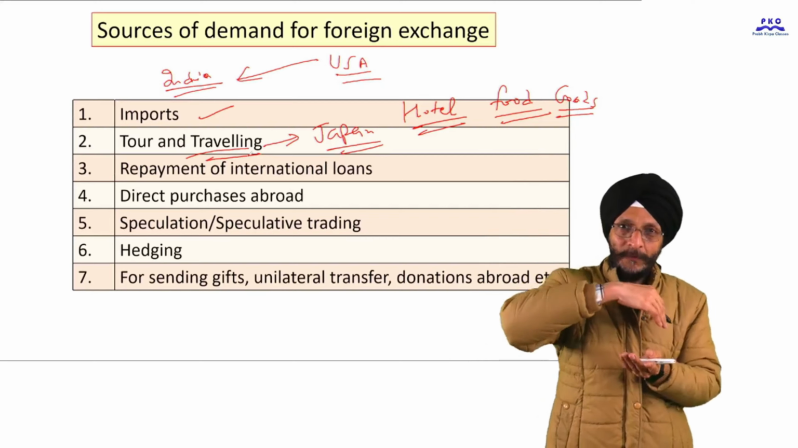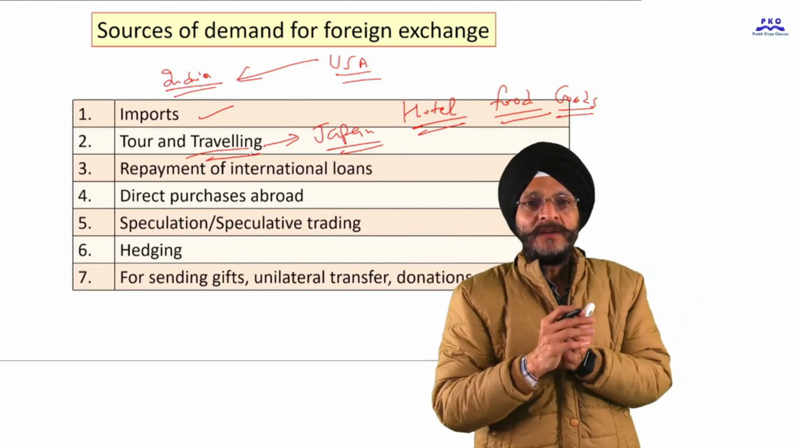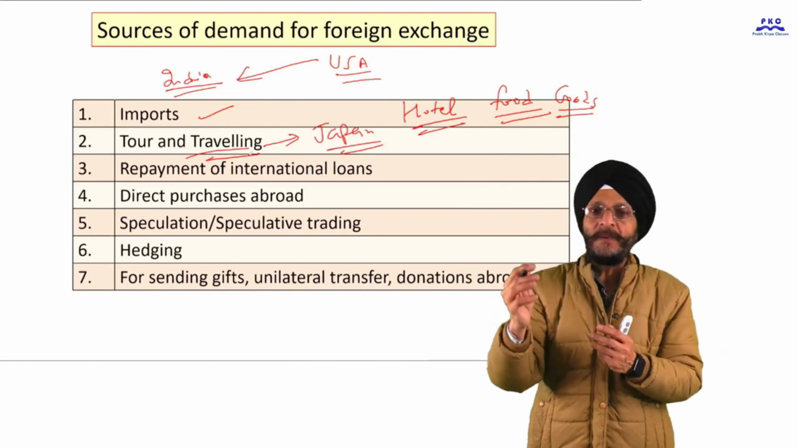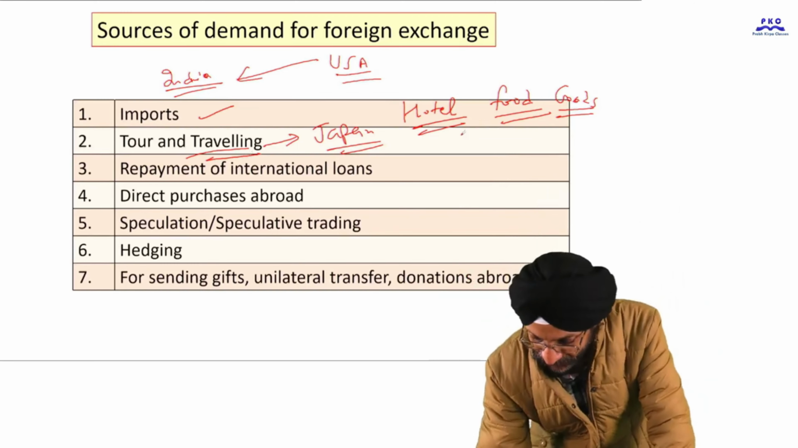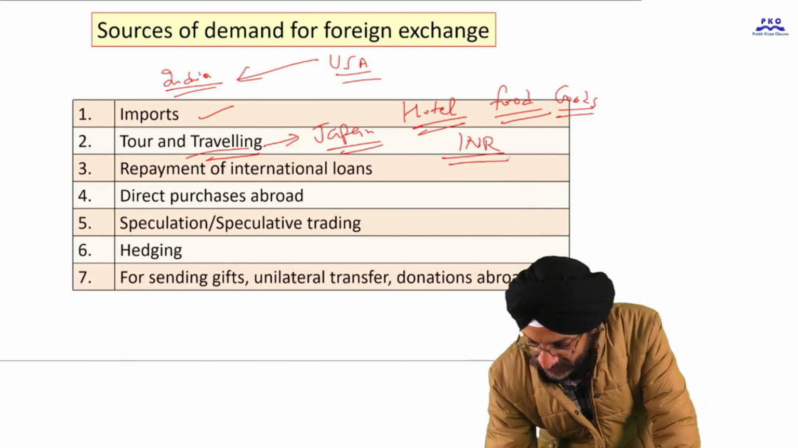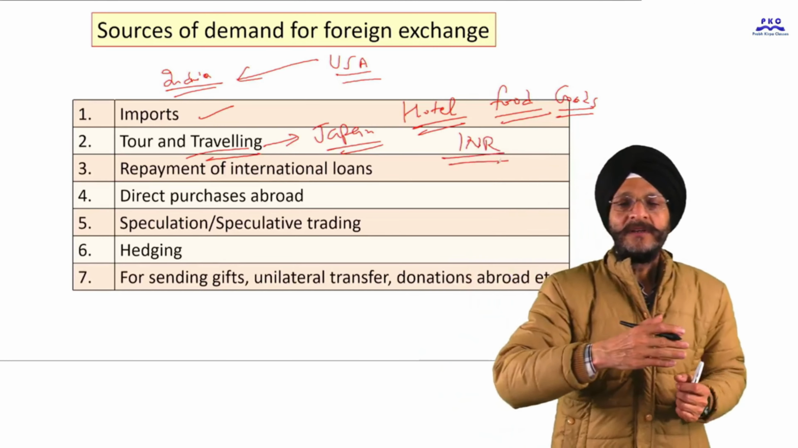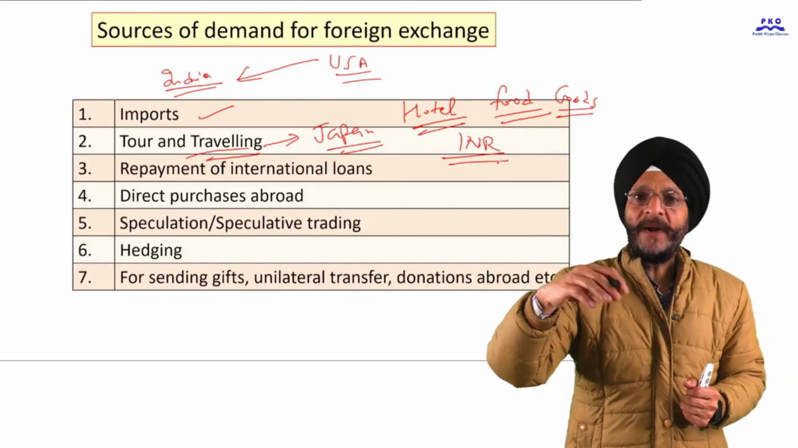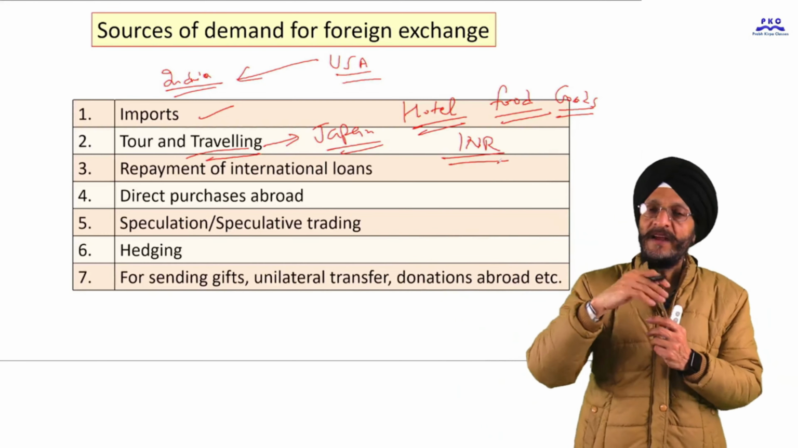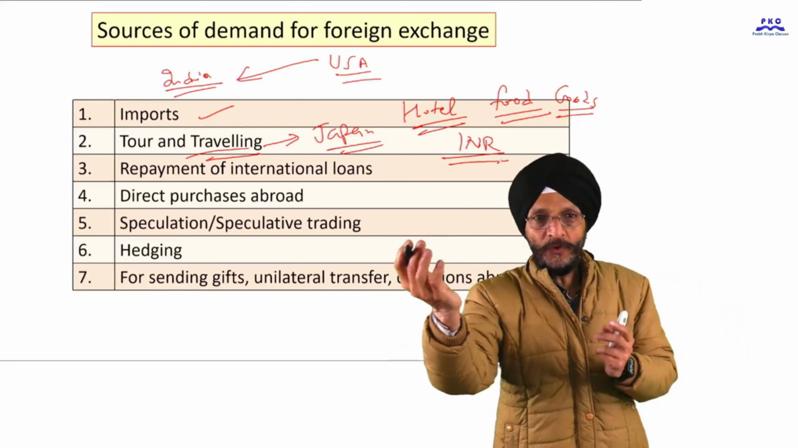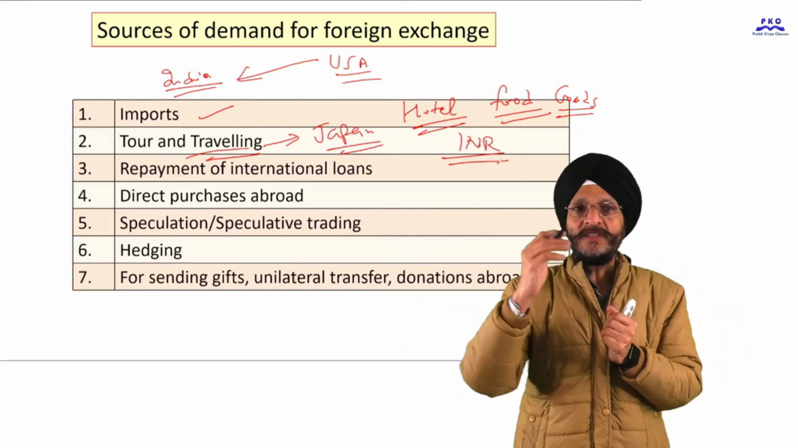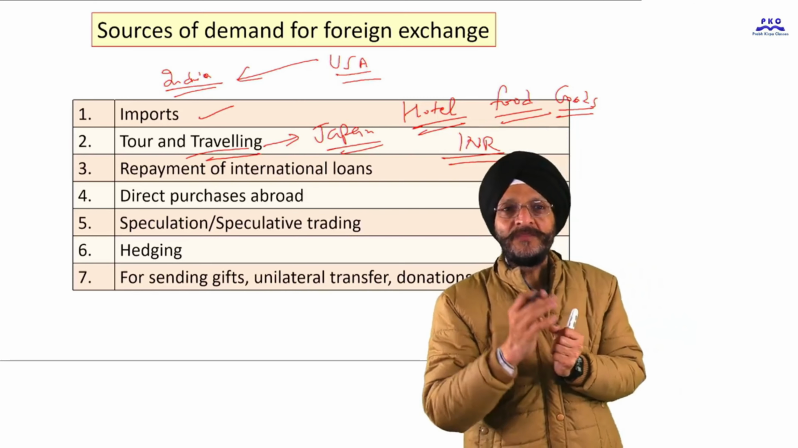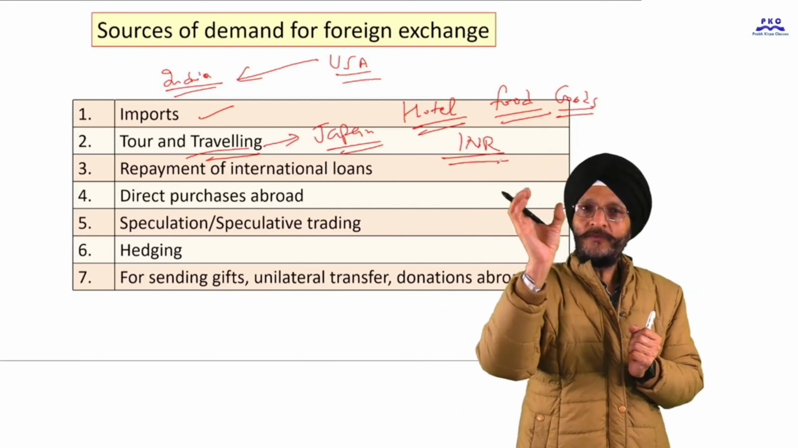When we are going from India to Japan, we will require Japanese currency, because in Japan, our Indian currency, the Indian rupee, will not be accepted for buying goods and services. We will have to pay in Japanese yen. So we will be requiring foreign currency. In this way, in the case of tour and traveling, demand for foreign exchange arises.